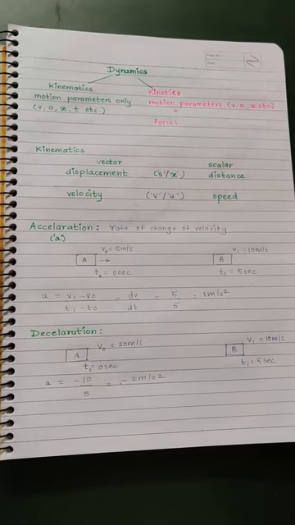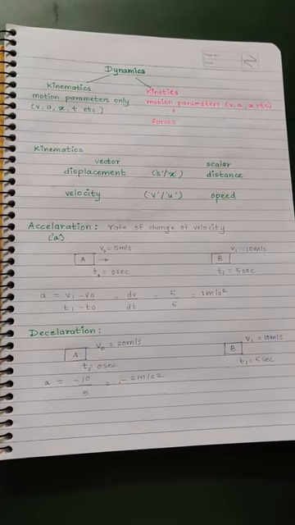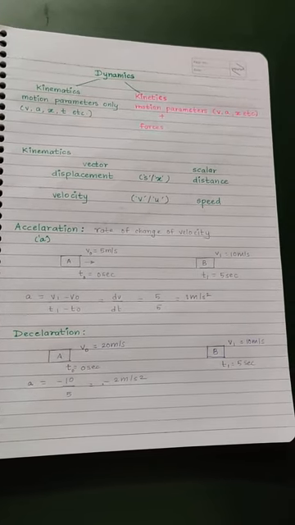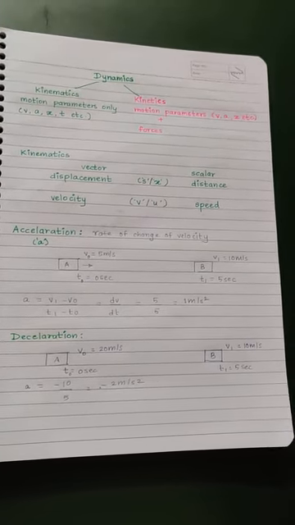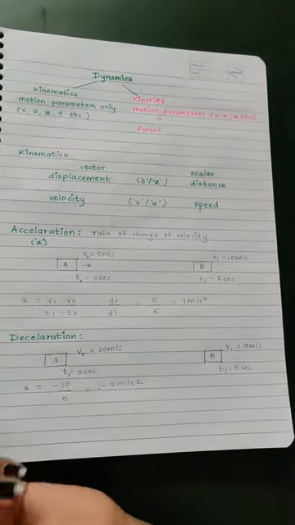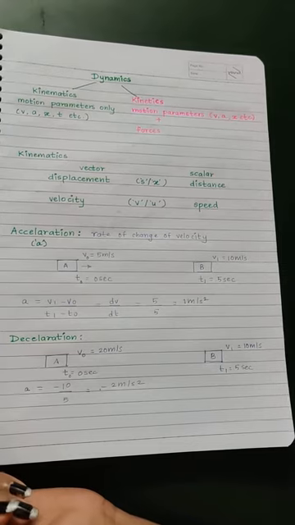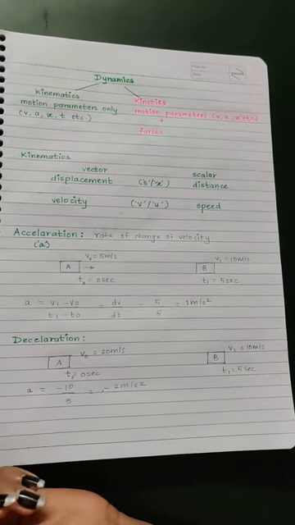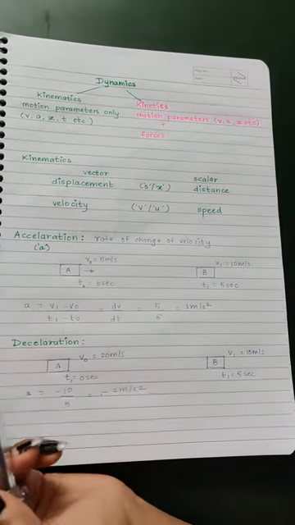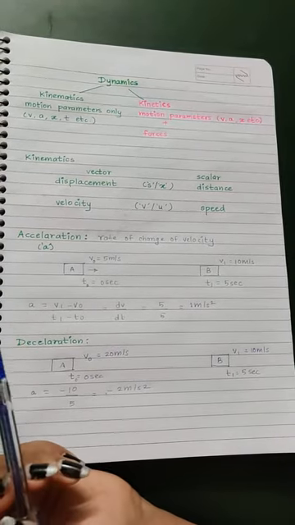Hello everyone. Today we are going to start with the dynamics part of engineering mechanics. We are all aware of the fact that engineering mechanics is divided into two parts. One is statics, the other one is dynamics. In statics, we were dealing with a body at rest, with zero velocity or zero motion. In dynamics, we are going to deal with all objects which are in motion.